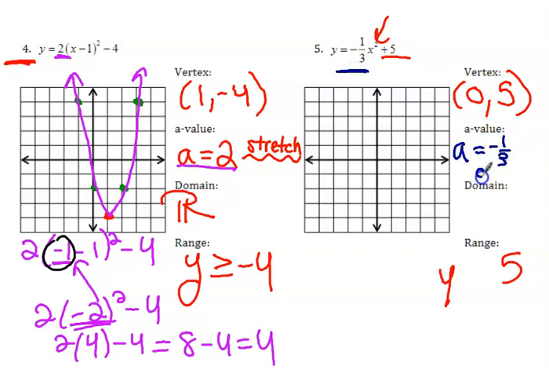A value is -1/3. That means it's going to compress. So this went up way fast. This negative 1/3 is going to change things. Okay, and the domain is all real numbers. Okay, it's negative also, so it's going to open down, right? It's going to open down, and it's a compress. All right, let's go back to your notes real quick.